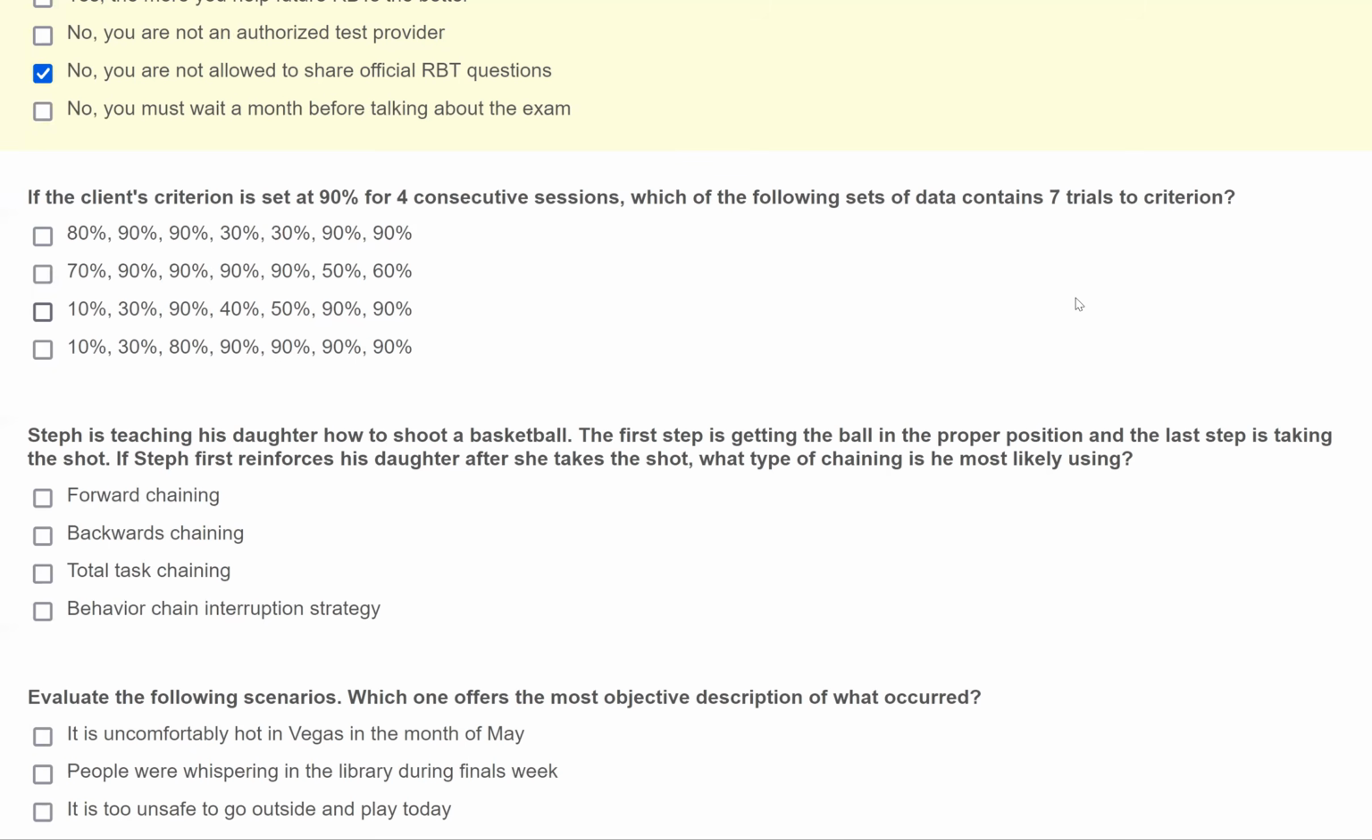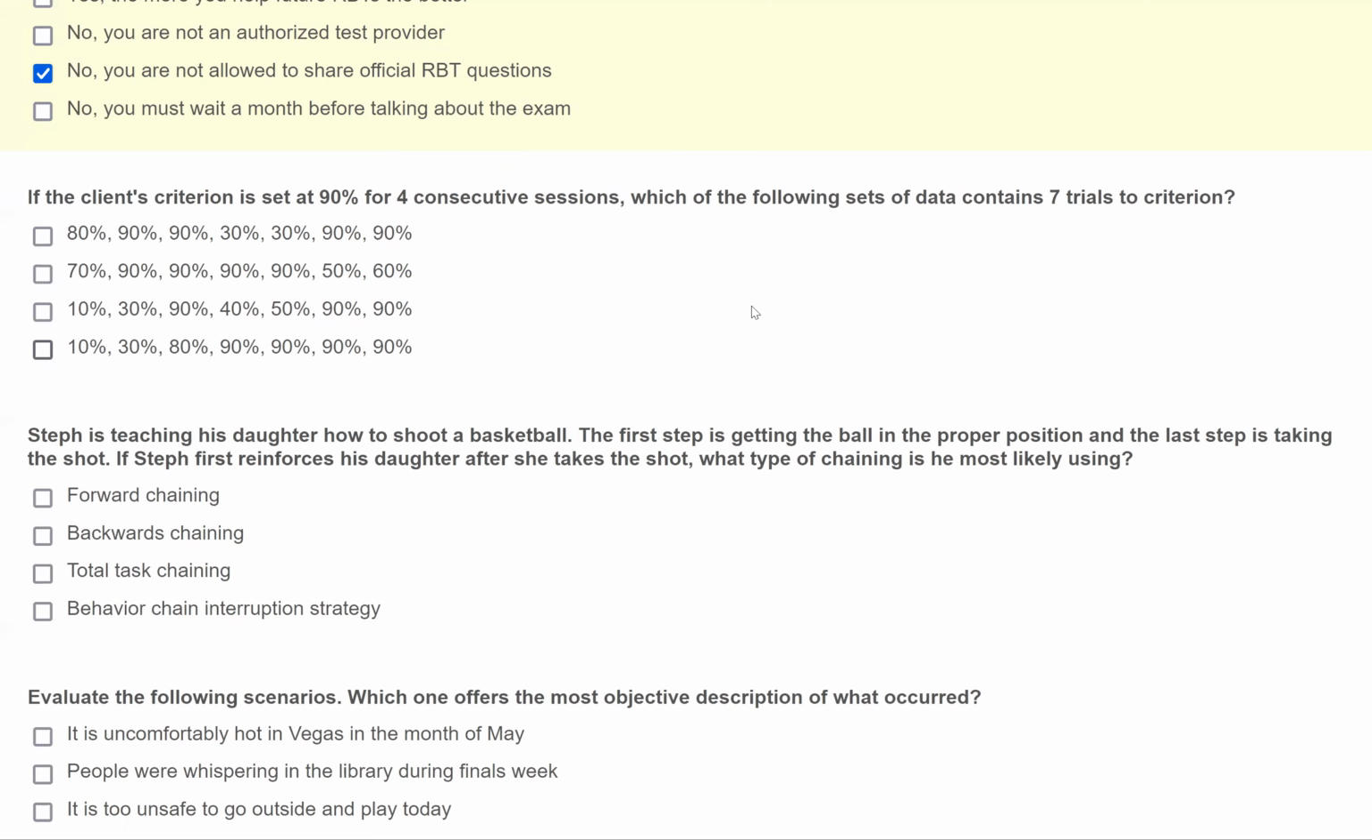Okay. In this case, it's a little more tricky, right? Because we set a criterion at 90% for 4 consecutive sessions. So we need our client to engage in the target behavior or exhibit the target behavior 4 consecutive sessions at 90%.